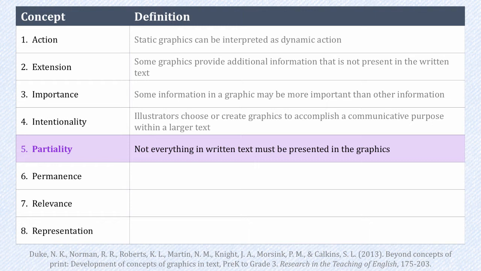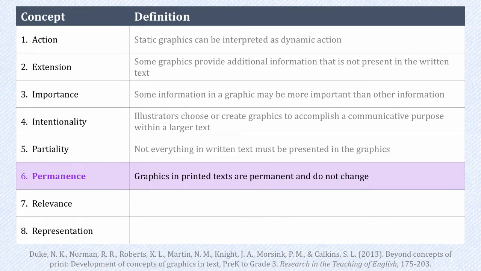And that's the idea that not everything in written text must be presented in the graphics. Some things do have a corresponding graphic, but some things don't. That's the idea of partiality. The sixth concept is permanence. And this idea is that graphics and printed text are permanent and that they do not change. Of course, this sounds very fundamental to us as adults, but toddlers and early age children do not understand that concept. They may expect the dog in the picture to move.